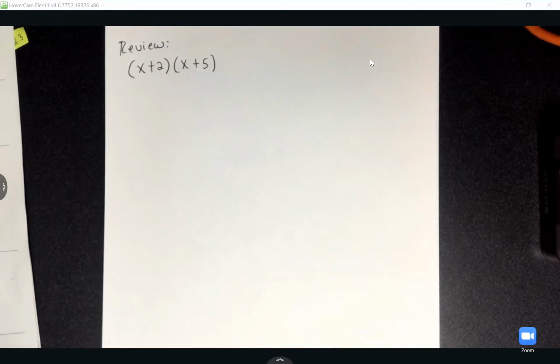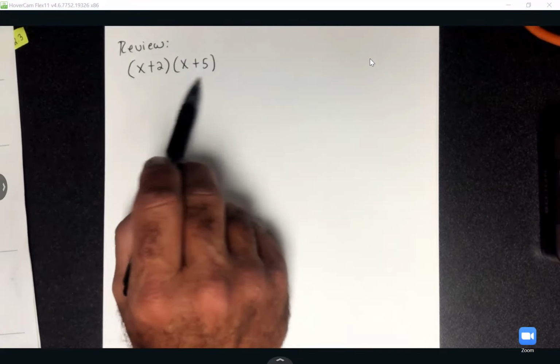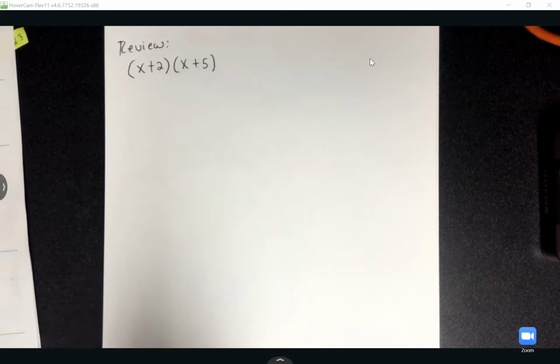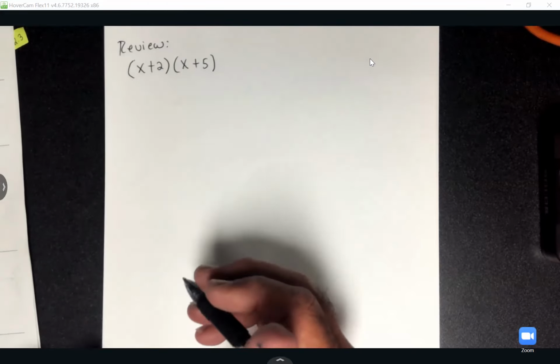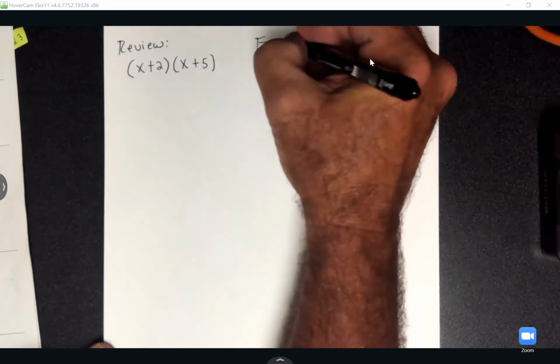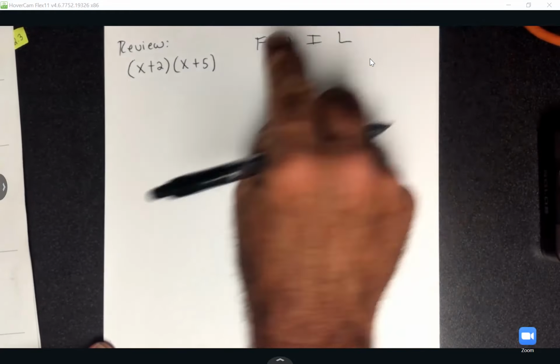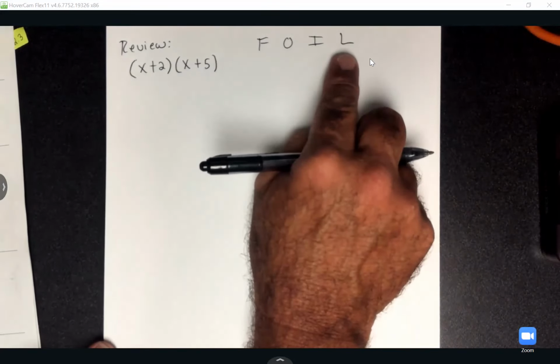And yeah, so FOIL is just a way to remember that when you're multiplying binomials like this, it's sort of a way to let you know that you got to multiply 4 times on that. So basically, it's a fancy distributive property. But I'll show you how to get the FOIL.